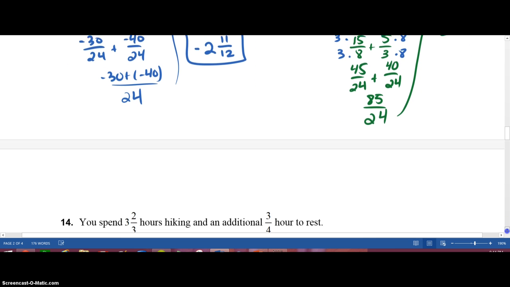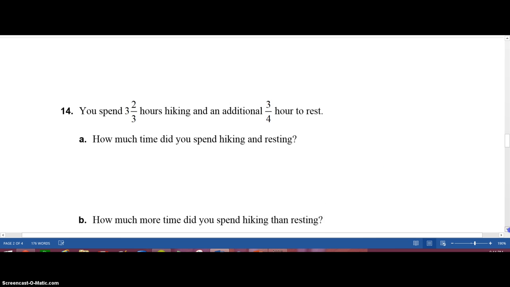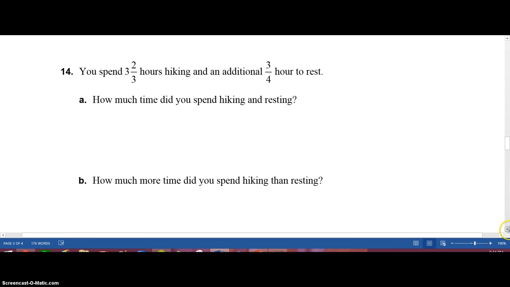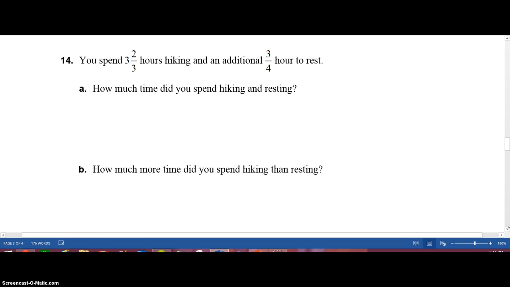On to our next page. These are more word problems. Yay, word problems. 14 says you spend 3 2/3 hours hiking. So I'm going to underline that because I know that's important. And then we have an additional, so I think plus right away, 3/4 hour to rest. How much time did you spend hiking and resting? So I want to find the total. When I think total, I think addition. So I'm going to do 3 2/3 plus 3/4.